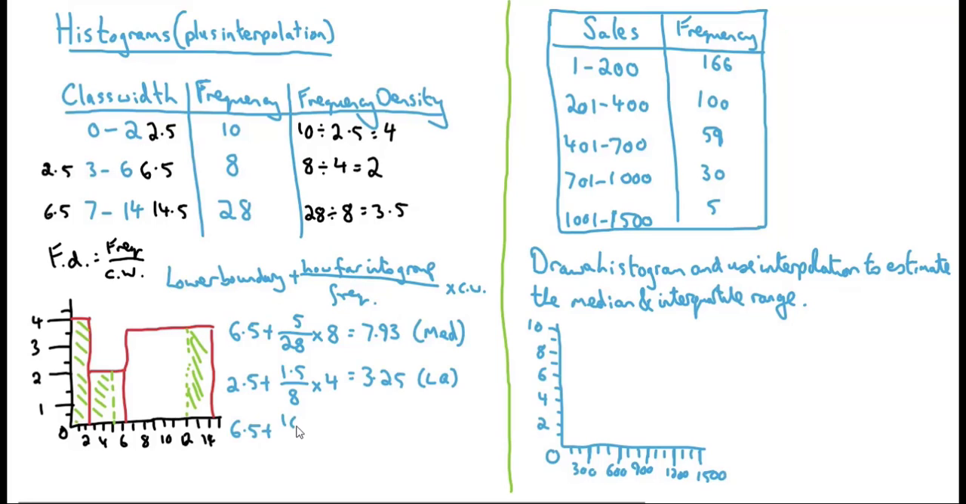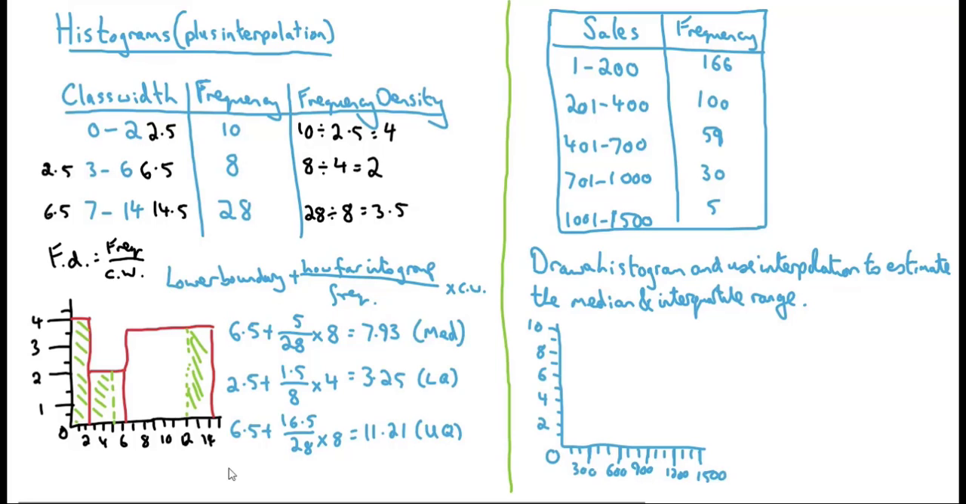Here, because we're at 18, and you're now looking to get up to 34.5, that's going to be 16.5 on the top here, still over 28, and still times 8. So to 2 decimal places, that would get you 11.21 for your upper quartile.